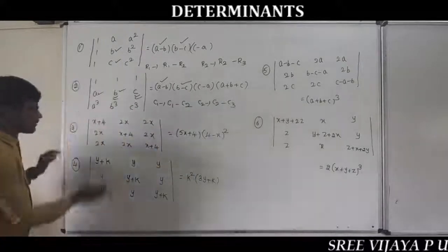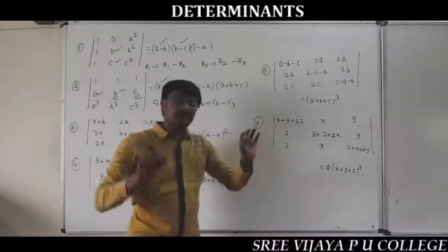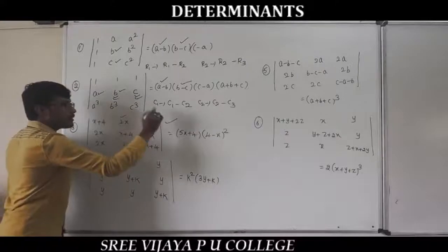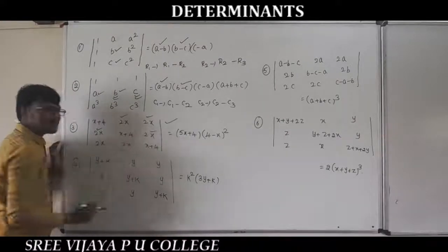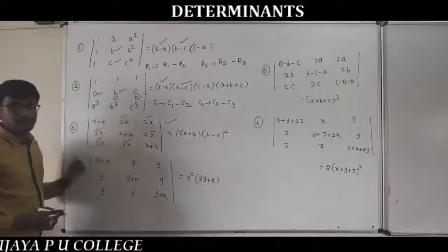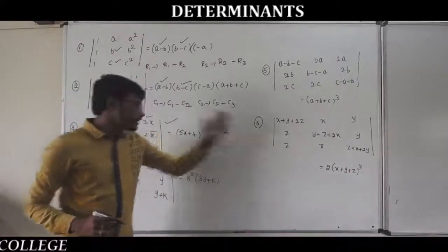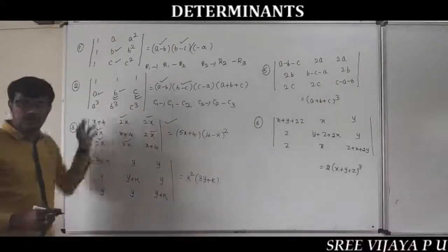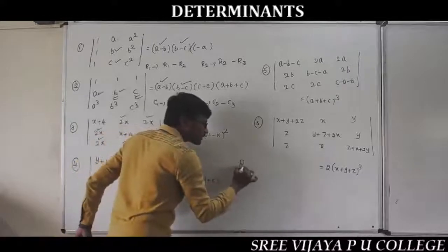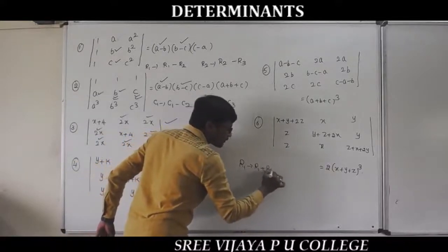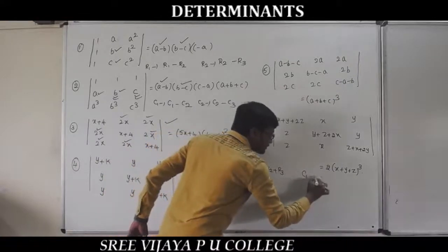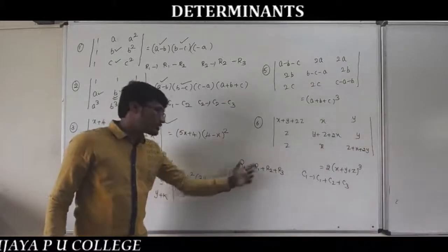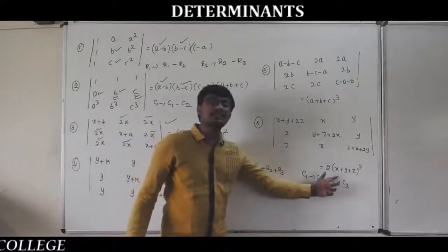Okay, now see here. Problems 3, 4, 5, 6 all follow a similar process. See, in R1, 2 elements are the same. In R2, 2 elements are the same. In R3, 2 elements are the same. In a problem, if 2 elements in a row or column are the same, you can apply elementary operations like R1 changes to R1 plus R2 plus R3, or C1 changes to C1 plus C2 plus C3. Not only R1; you can do R2 as well, R3 also, C1 also, C2 also, and C3 also.